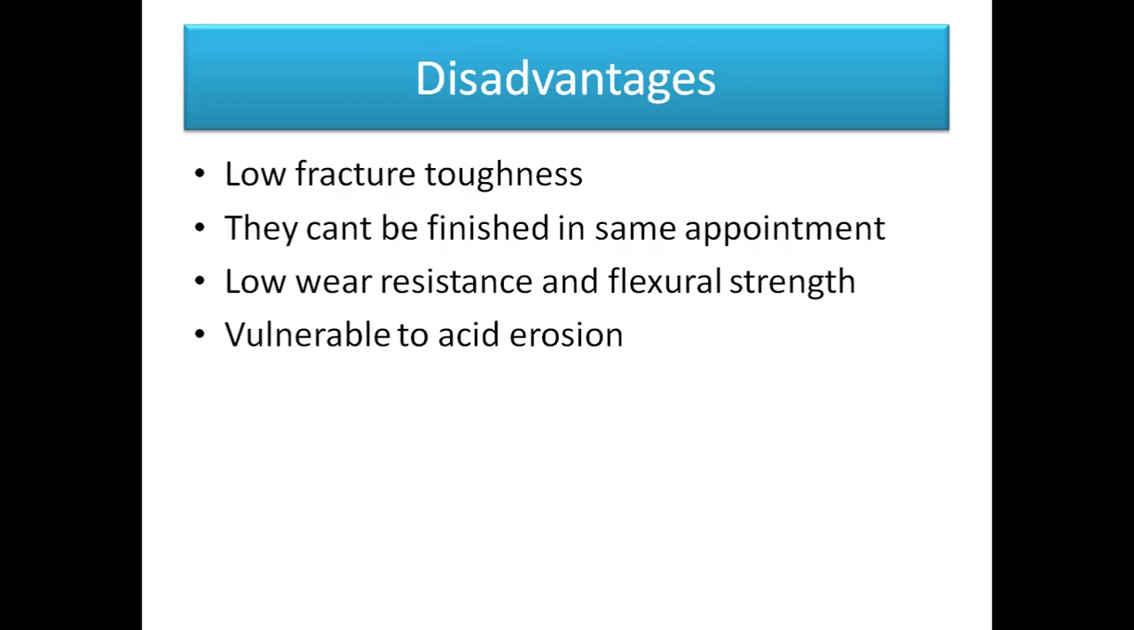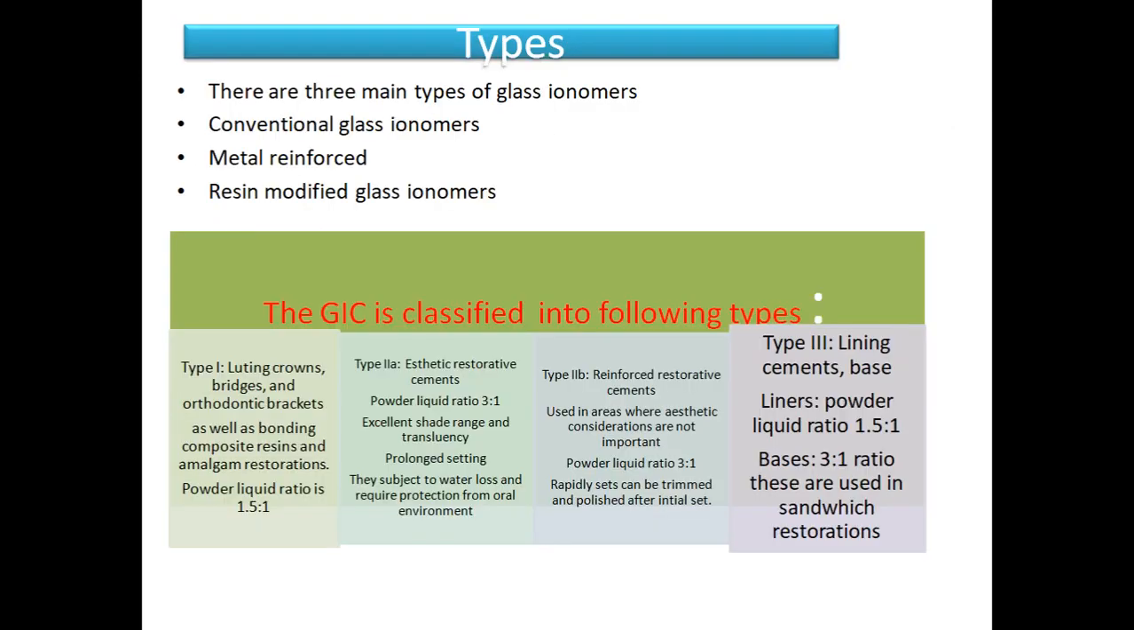In spite of these advantages, glass ionomer cements tend to have low fracture toughness, so they are not indicated in high stress bearing areas, and they can be finished in the same appointment. They have low wear resistance and flexural strength, and they are vulnerable to acid erosion.